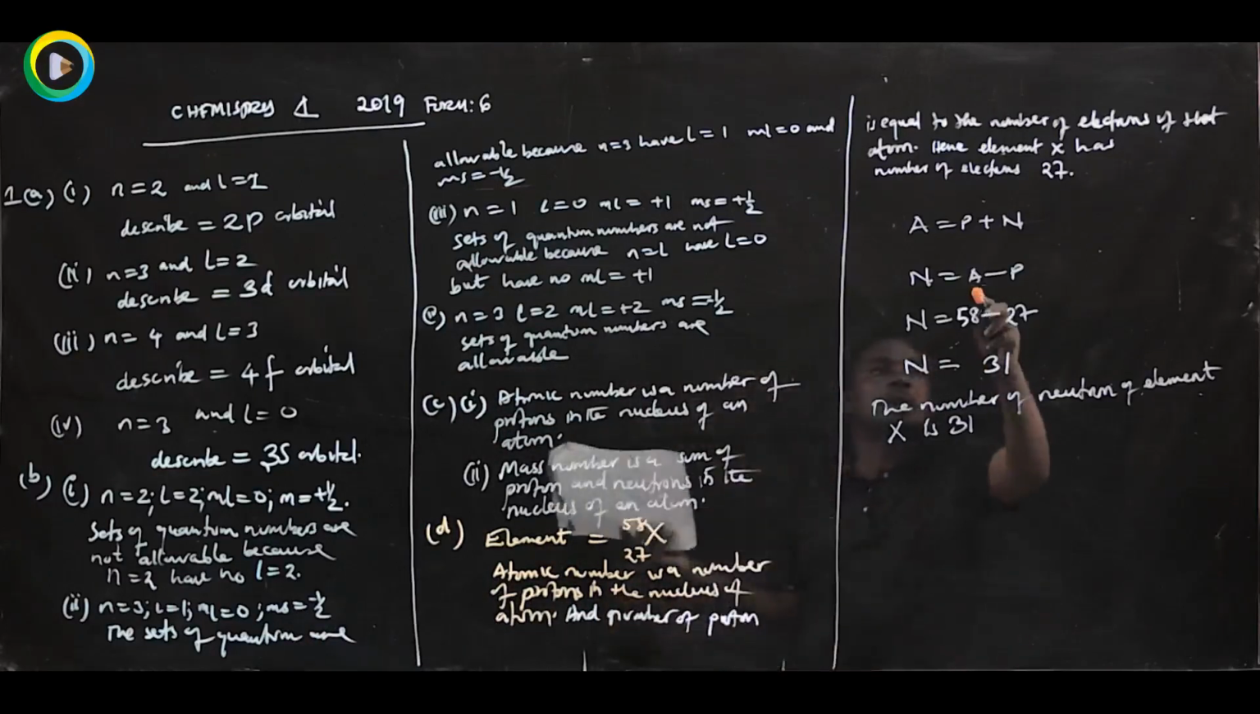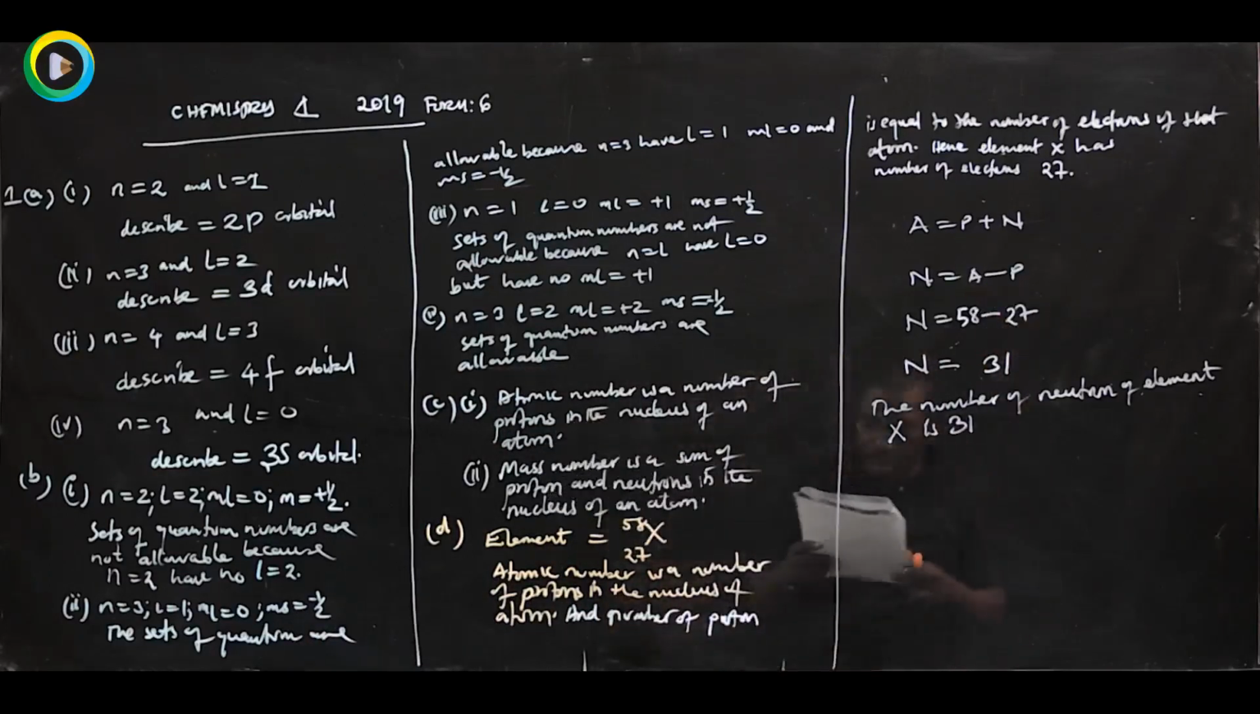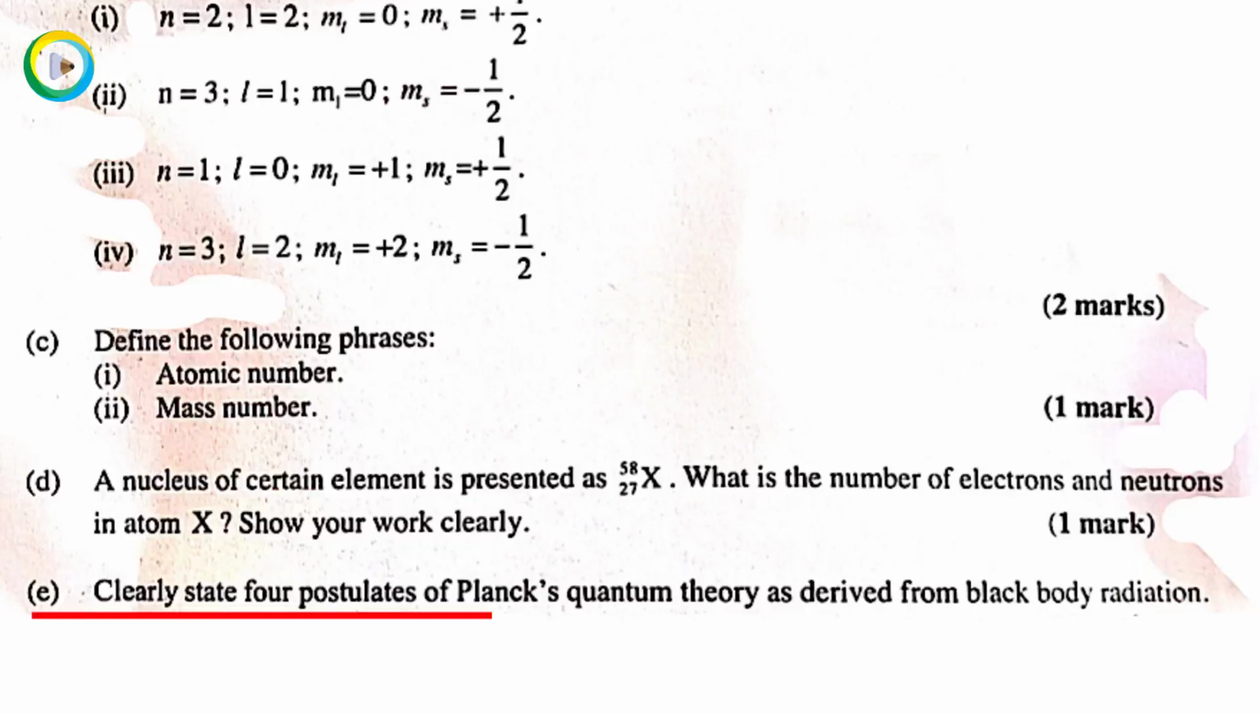Kwa sababu unachukua mass number to atomic number, you get that one. The last question, number E. Clearly state four postulates of Planck's quantum theory as derived from black body radiation.